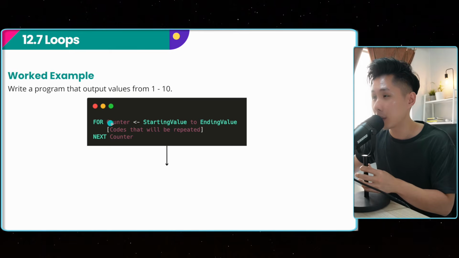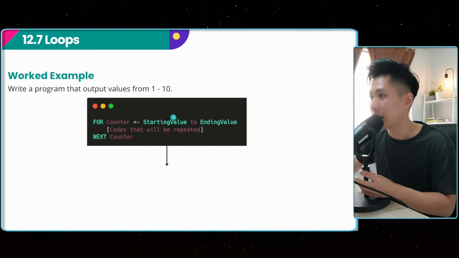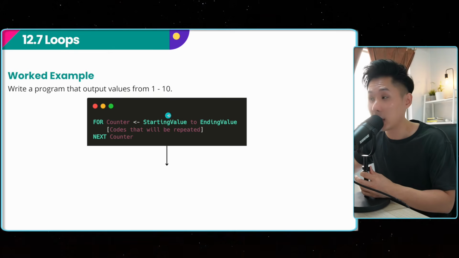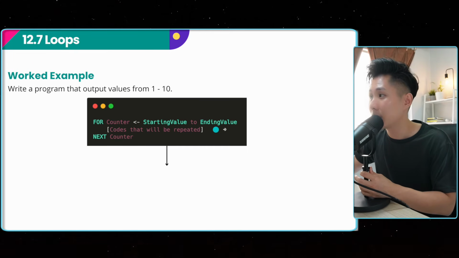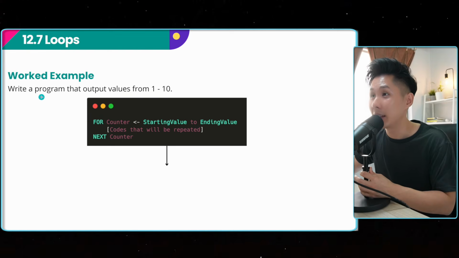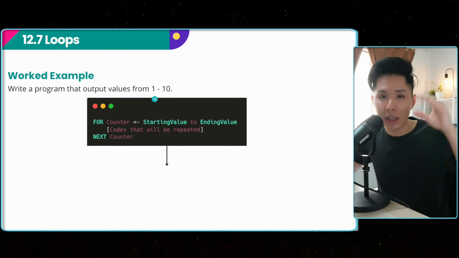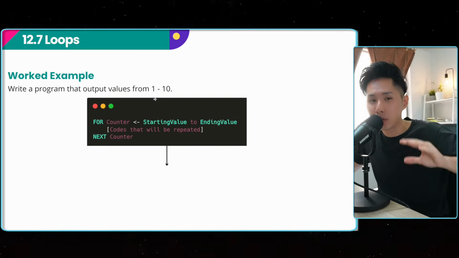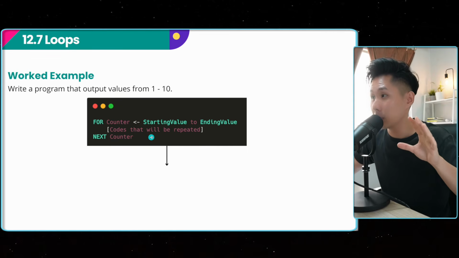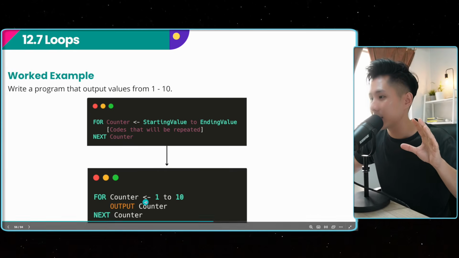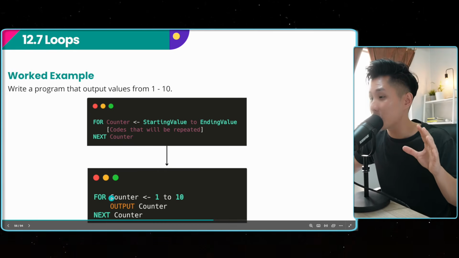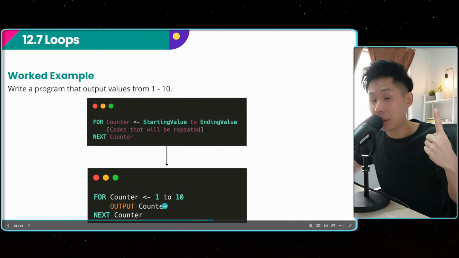The syntax of a for loop is this. You use the for keyword, use a variable, and assign it a starting value. This is the value that will keep changing as the loop processes until an ending value, and then the code that will be repeated. So let's say I want to write a program that will output values from 1 to 10. Instead of saying output 1, output 2, output 3, output 4, I can use a for loop. Because the initial value of counter is 1, when I output counter, I'm going to output 1.